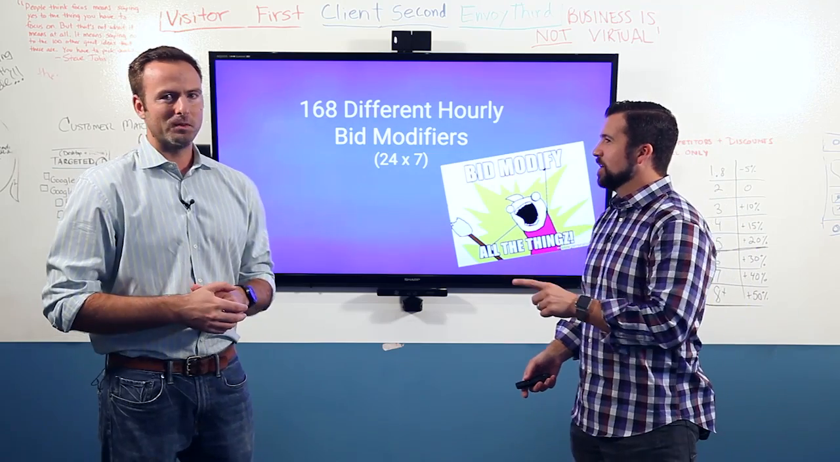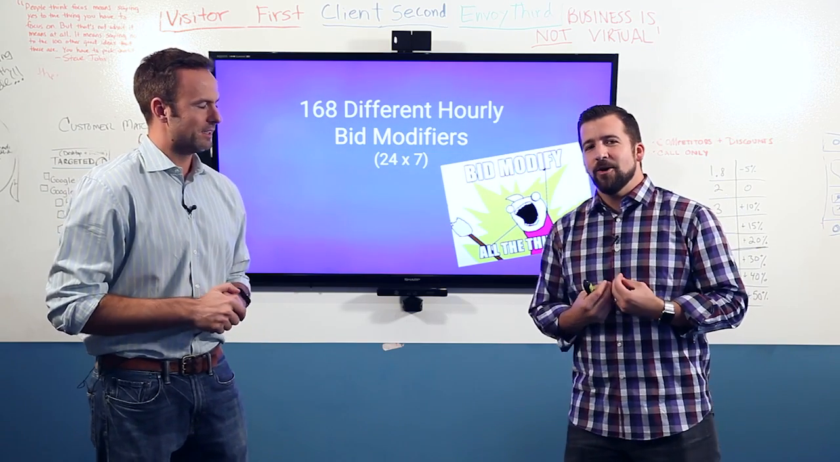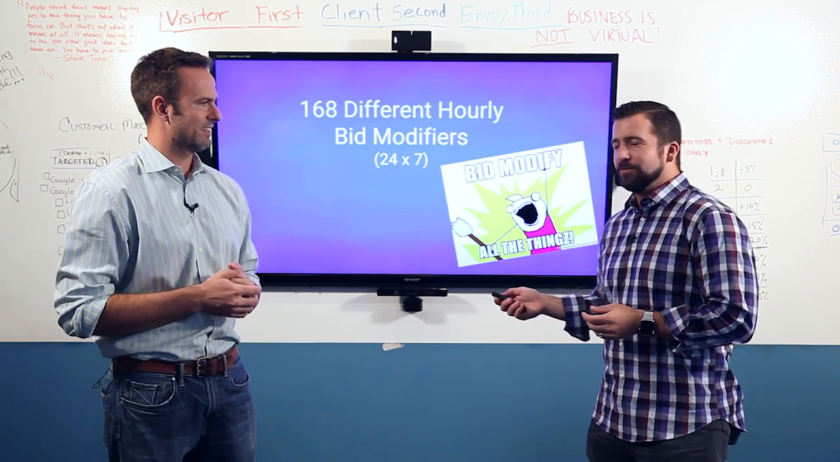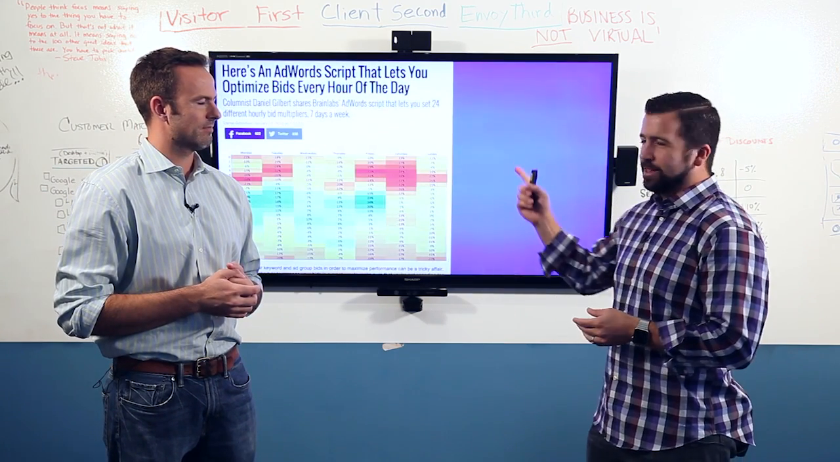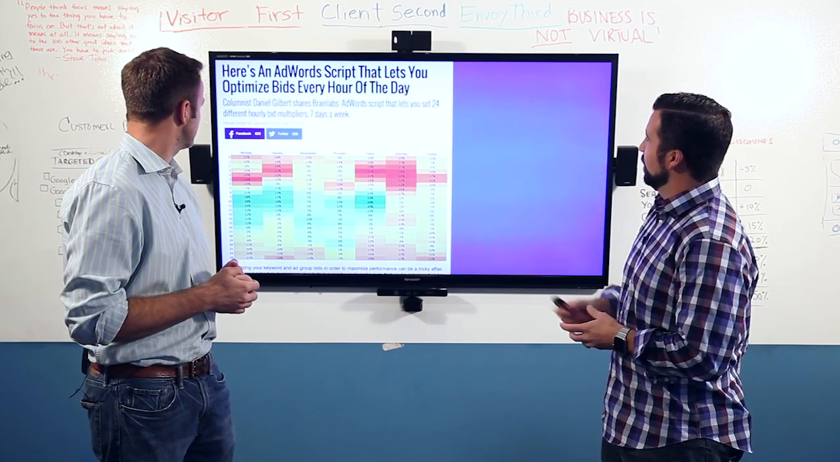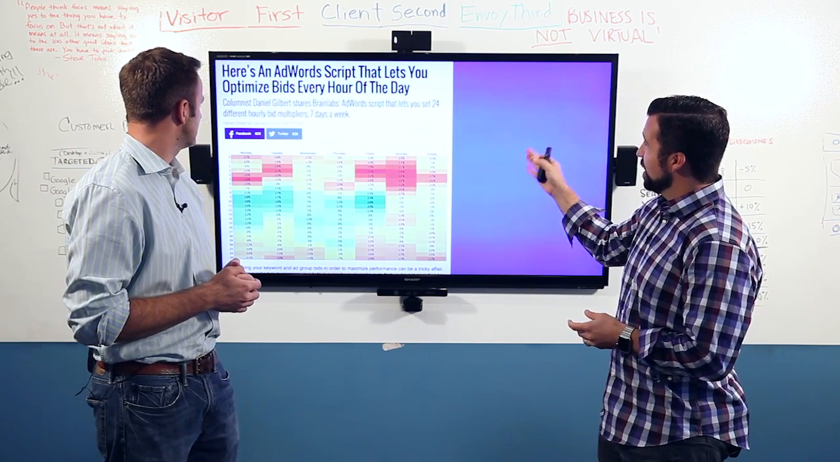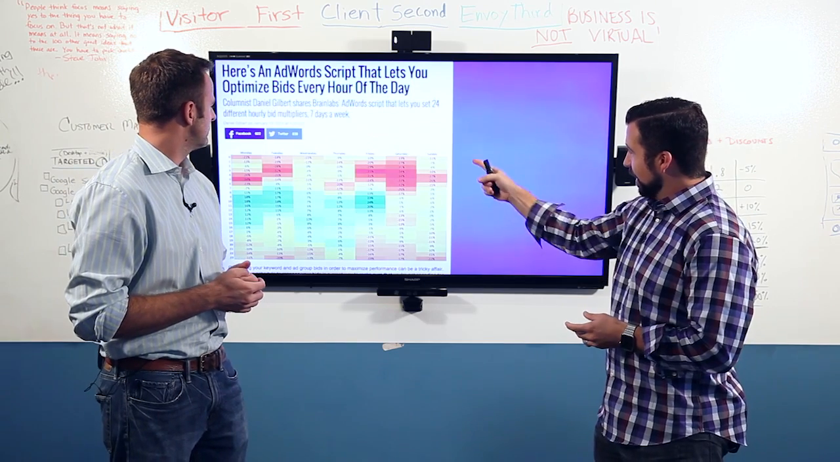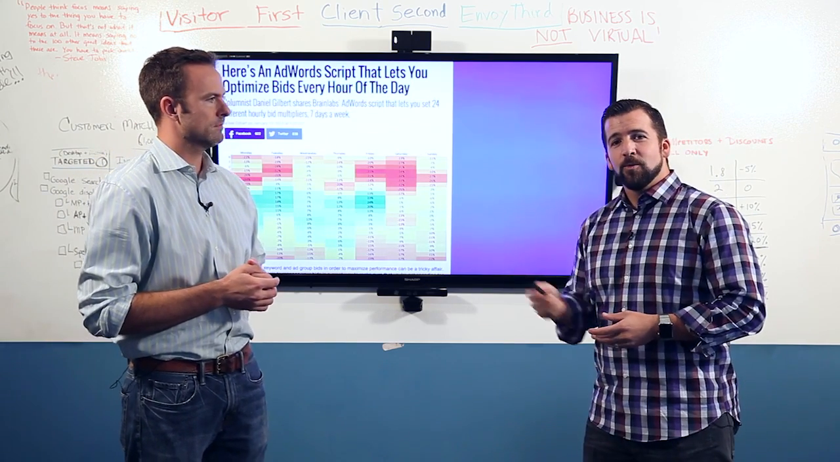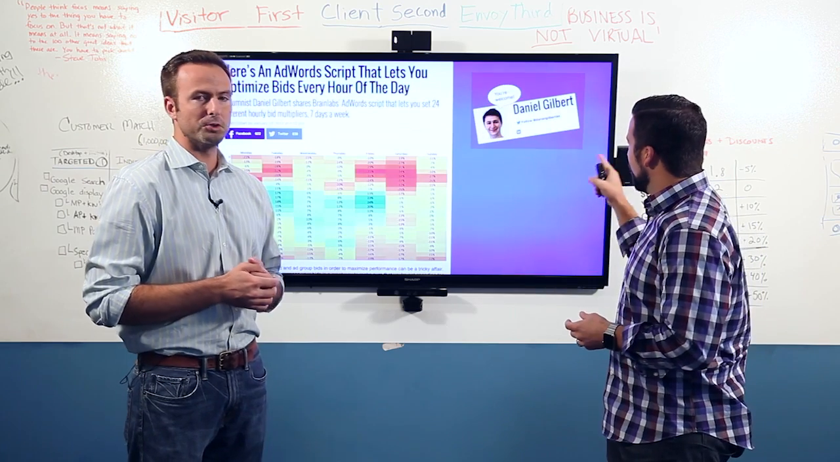I've got to stop you, Mike, because it's... Tell the story of how we got to this point. It's not our way. So it was early January, I believe, of this year, and this was the headline I saw and this image, and it caught my eye. So every hour of the day you can optimize bids, and I saw this chart. So really, Daniel Gilbert of Brain Labs, we want to say thank you. Yeah, huge shout out. Thank you.